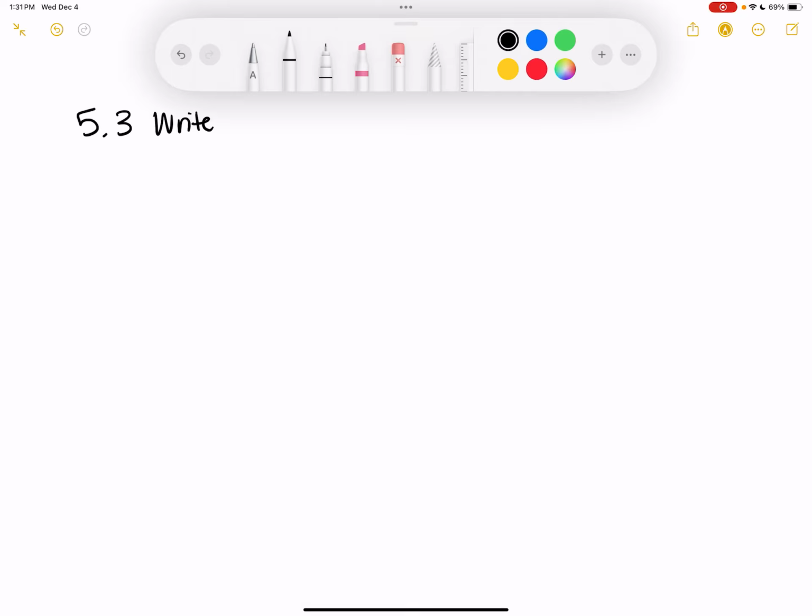5.3, write linear equations in point-slope form. So we've written equations where they have given us the slope and basically either the y-intercept or they've given us where x is 0, so we used y that way.